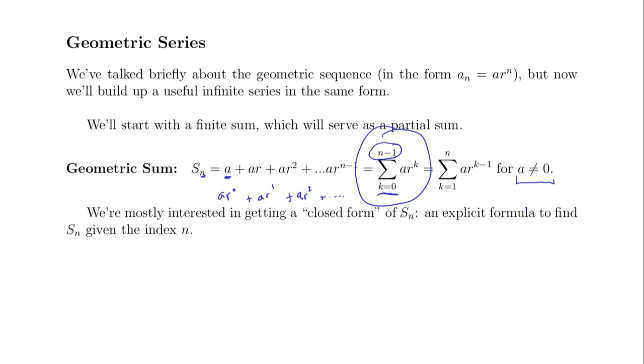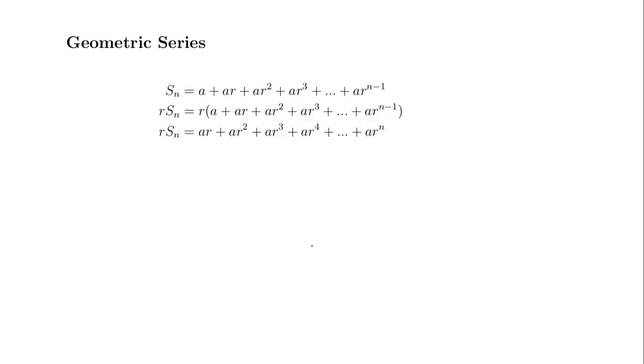Okay, so this is what our partial sums look like. What we care about is getting the closed form of it, an explicit formula, so that we can find a limit. So this is what we're going to do. We're going to take this partial sum, and what I've done here, and this is a pretty common trick, is just multiplied it by r.